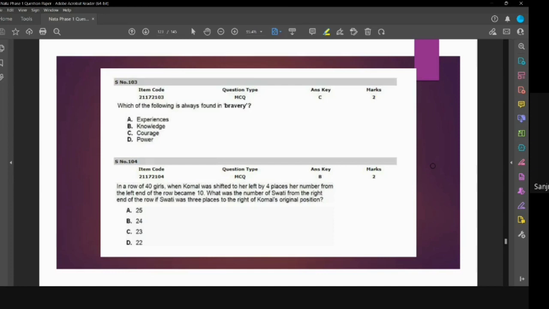So, a row which has 40 girls. Komal was shifted to her left side, like 4 places shifted. Her number from the left end of the row became 10. So, left side, her number became 10. So, what was the number of Swati from the right end of the row? If Swati was 3 places to the right of Komal's original position. So, the answer is 24. Option B.